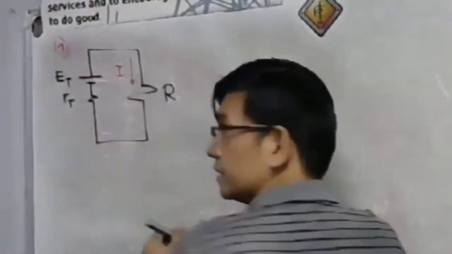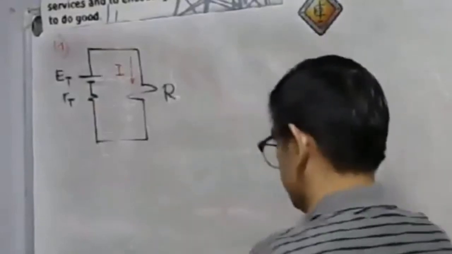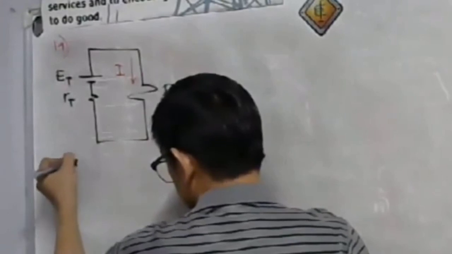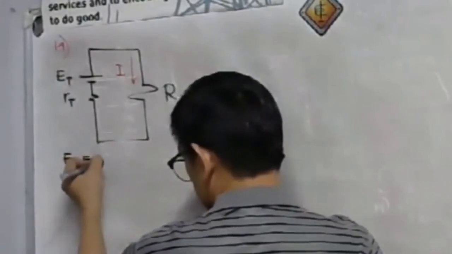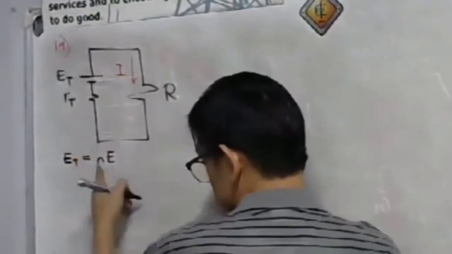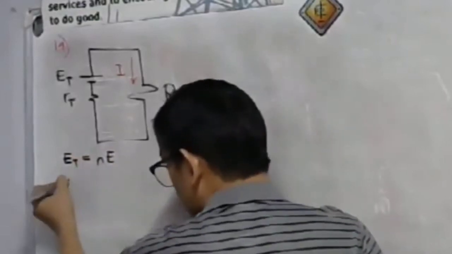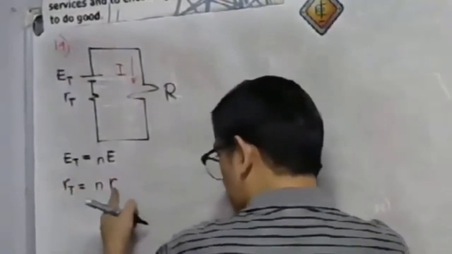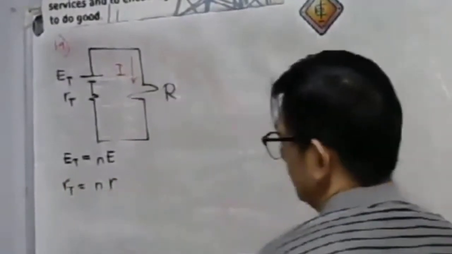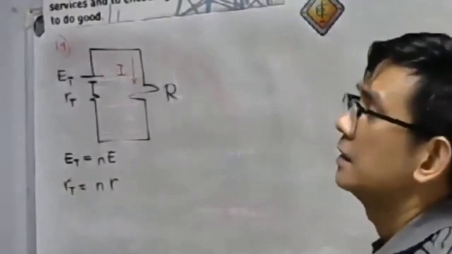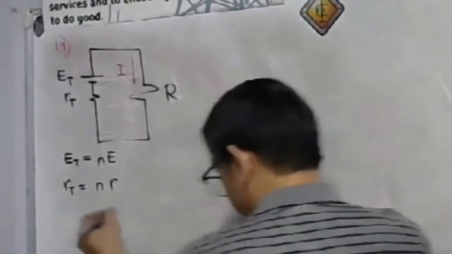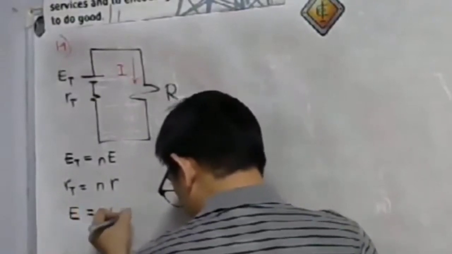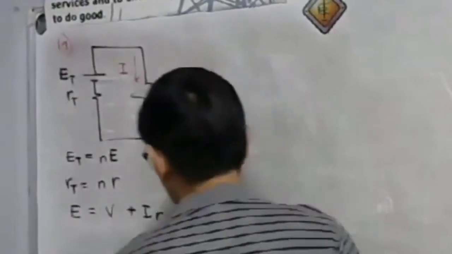ET. Again, remember that we have 5 cells. Our ET here may be represented as N multiplied by E. This is the EMF percell. Our RT may be represented by N multiplied by small r. That is the resistance percell. Remember that. Okay? We have this formula, the basic battery equation. Do you remember the E = V + Ir? That one.